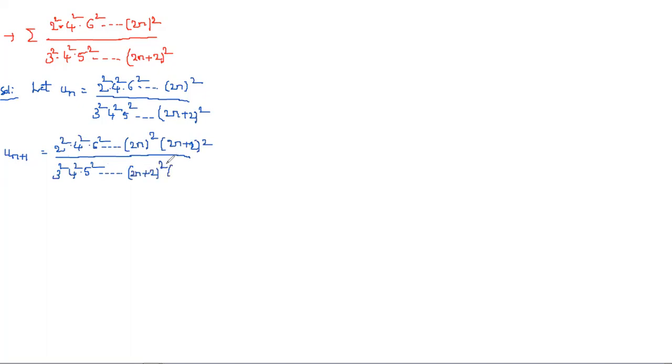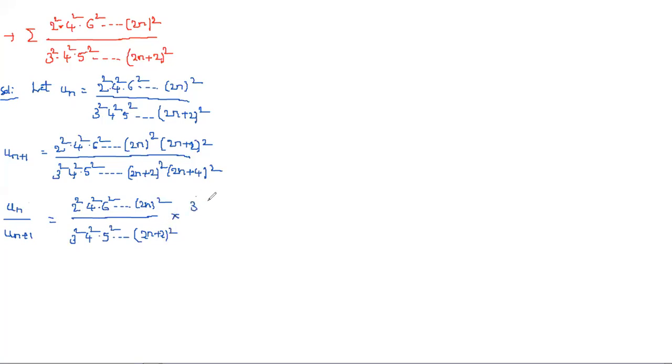And next, if you substitute in that, what will we get? 2n plus 4 whole square. Why? Because in place of n, if you substitute n plus 1, 2n plus 2 plus 2, 2n plus 4 whole square. Now you can divide these two. Un by un plus 1 is equal to 2 square, 4 square, 6 square, and so on 2n whole square by 3 square and 4 square, 5 square, and so on 2n plus 2 whole square. This is un, and next to un plus 1.